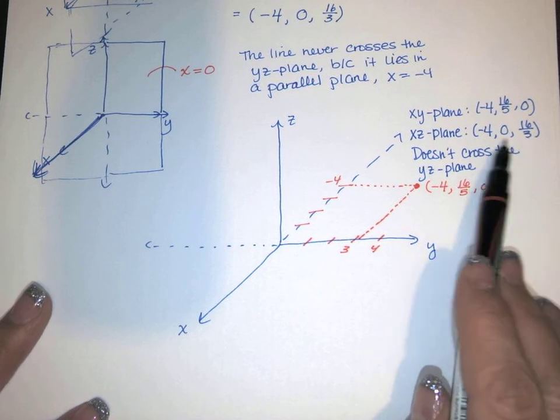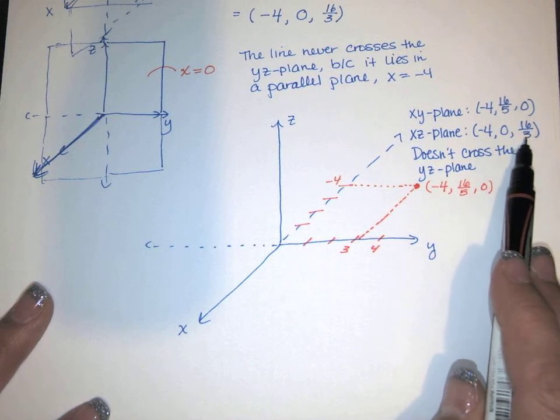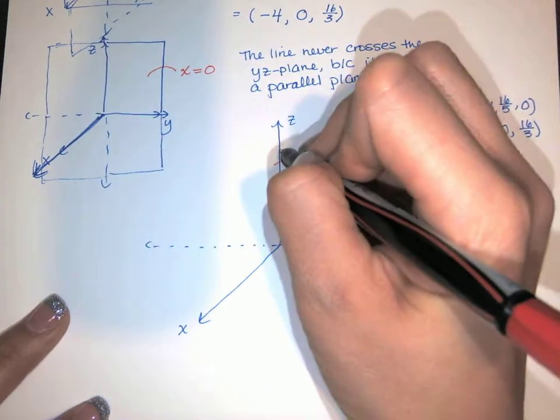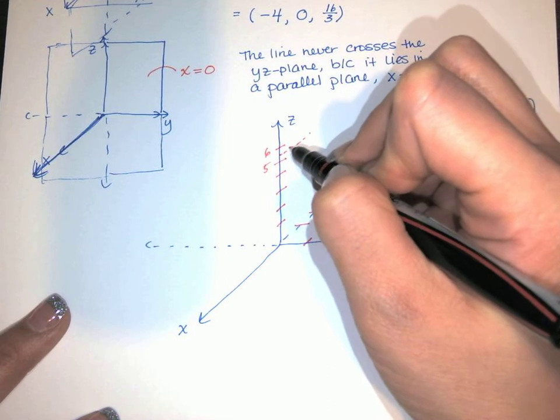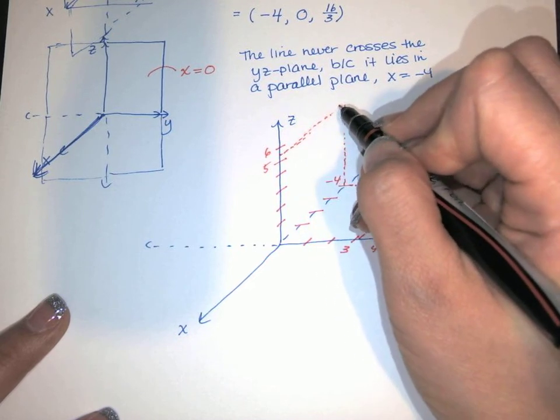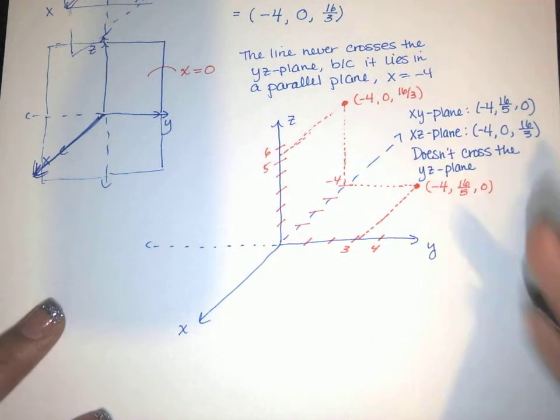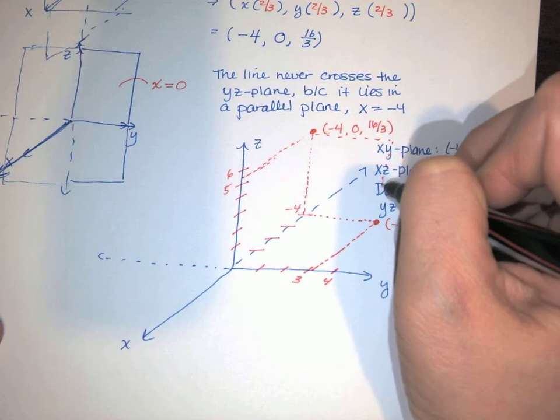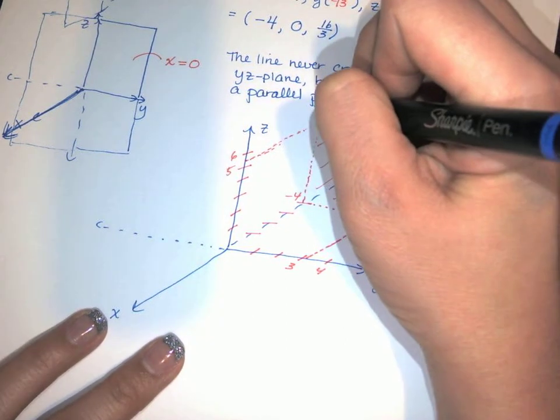And then our line crosses the xz plane at x equals -4, y equals 0, and z equals 16/3. 16/3 is 5 1/3. So that's 5, and there's 6. So we want to go a third again higher. And draw a line that's parallel to the z-axis, draw a line that's parallel to the x-axis, and there's that point. And our line, it's in this plane back here. It's in the plane formed by this little square. It's in this plane. And it looks like that.